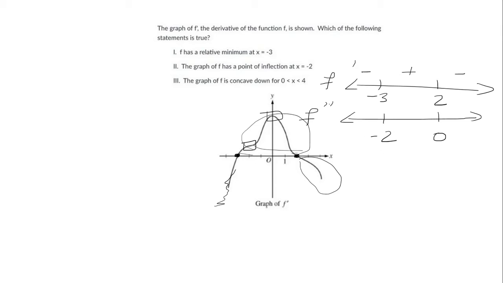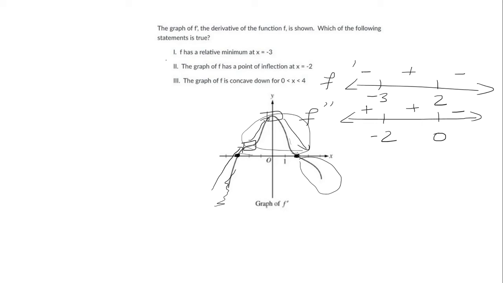Okay, so let's see. Here, because we're looking at the second derivative, we need to be looking at the slope of the graph. So from the left of -2, it's increasing, so that has to be positive. And then to the right of -2, it's also increasing. But then starting at 0, it's going to decrease. So f double prime there is negative.